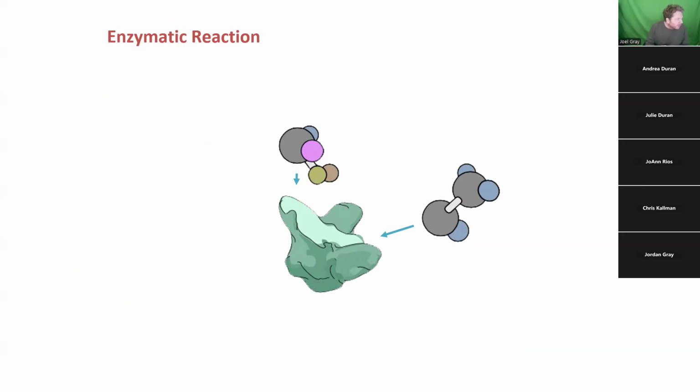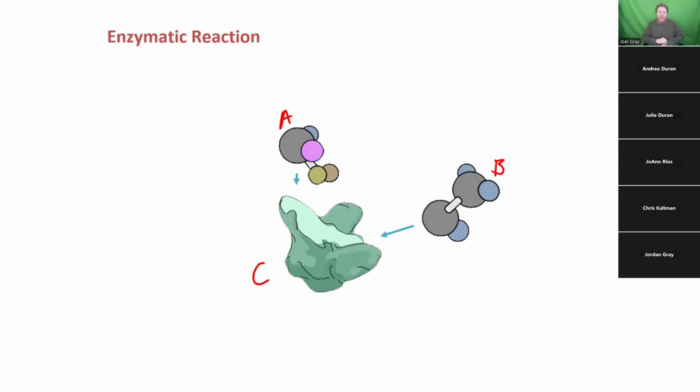Here what we have is a model for an enzymatic reaction. I'm going to label three things: A, B, and C. Which one of these do you think is the enzyme? Add it to the chat, A, B, or C. Great. Perfect.